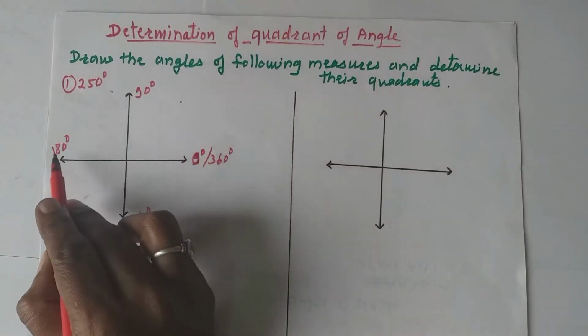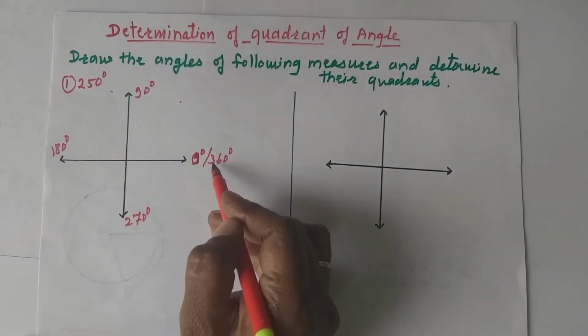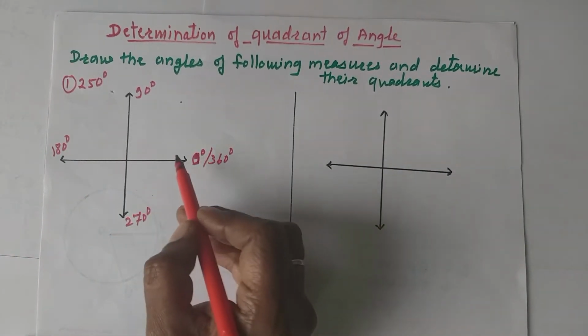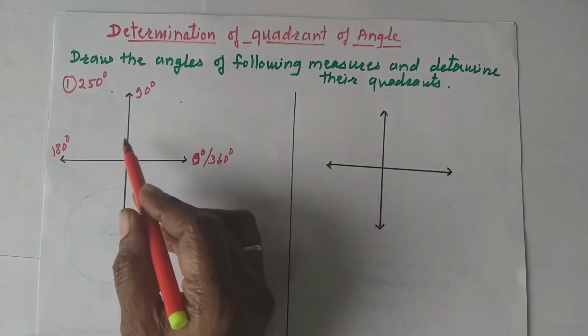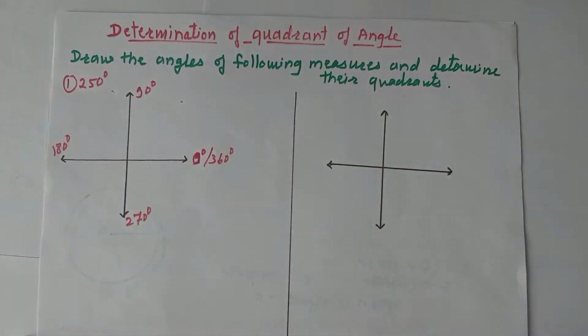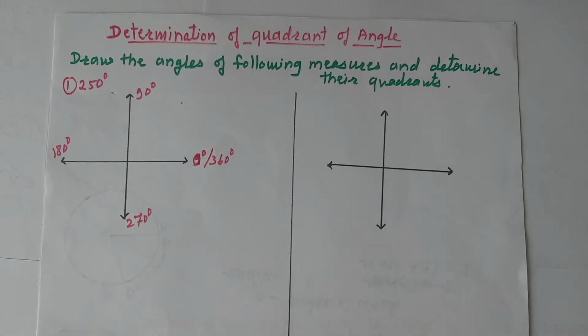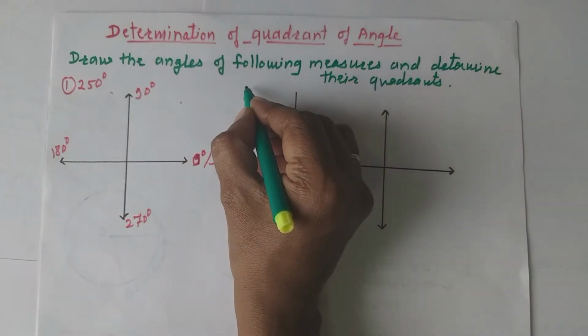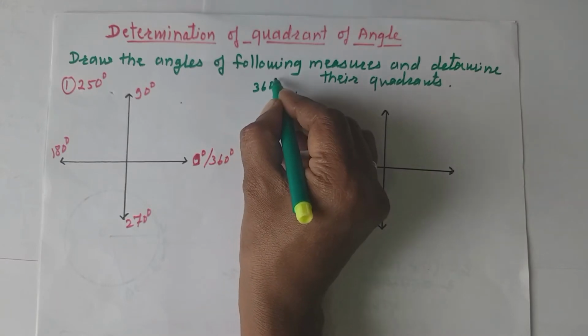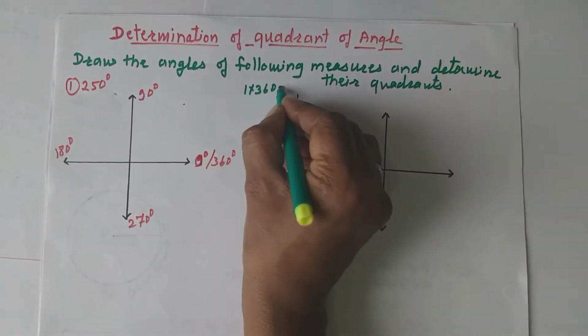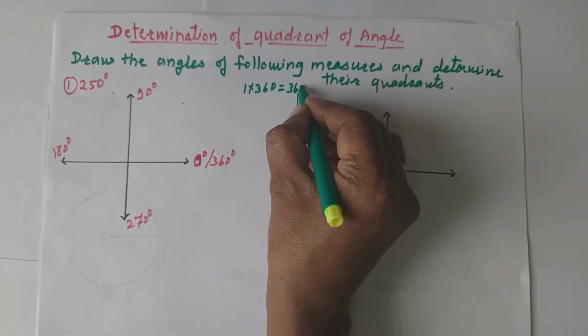this is 90 degree, 180, 270, and after completion this is 360 degree, means we have to rotate, or we have to go, in the anti-clockwise direction. Okay, and you again remember that if there is one complete rotation, then an angle of 360 degrees is formed.